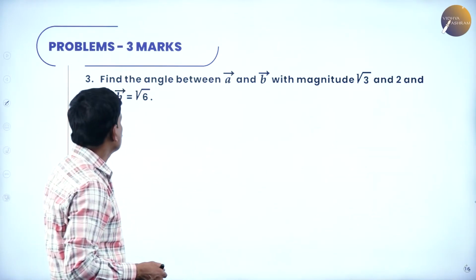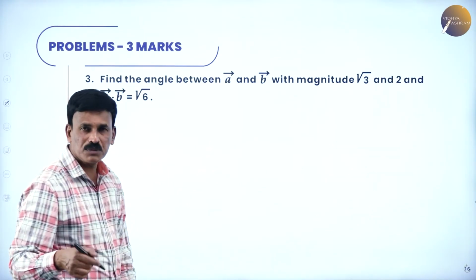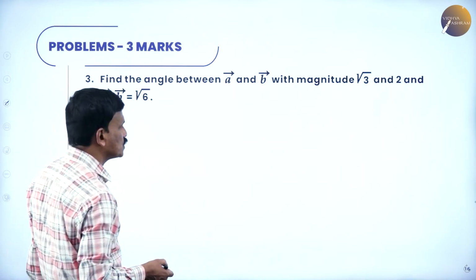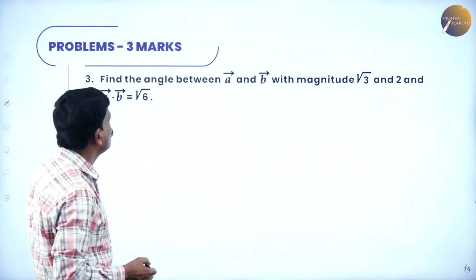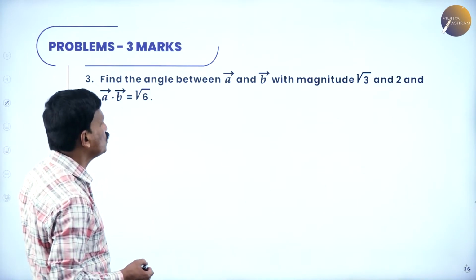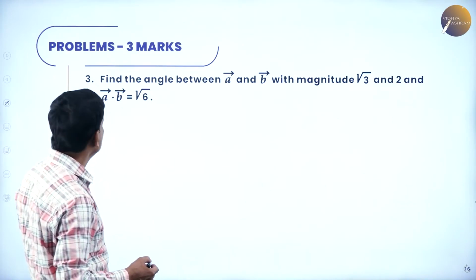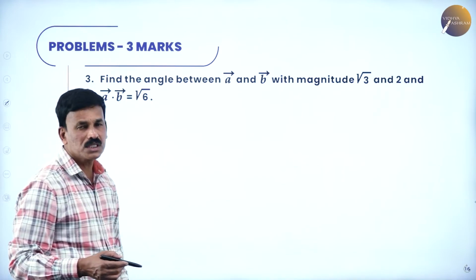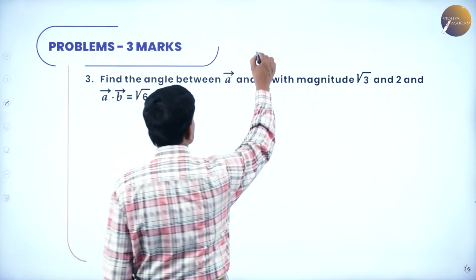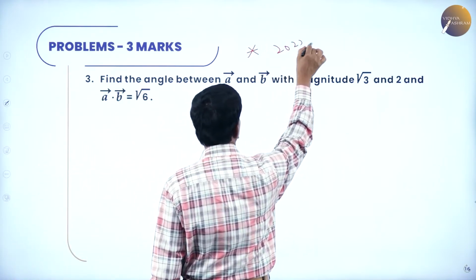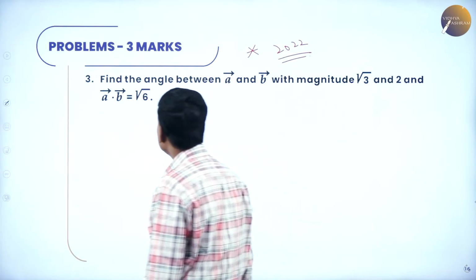Now, let us come to this problem. Let me take one more problem on the angle between vectors. Find the angle between the vectors A and B with magnitudes root 3 and 2 and A dot B equal to root 6. Same type of problem which I did. This is also very important for the 2022 examination. You will get it for 3 marks.